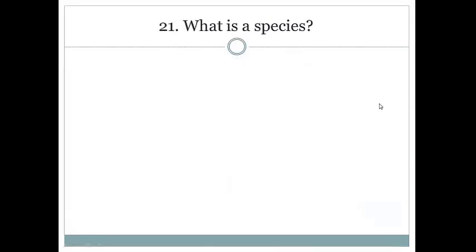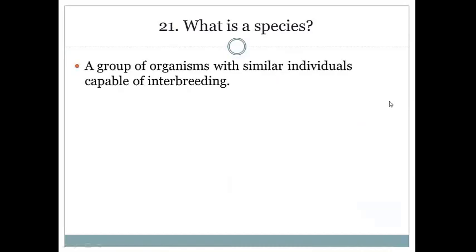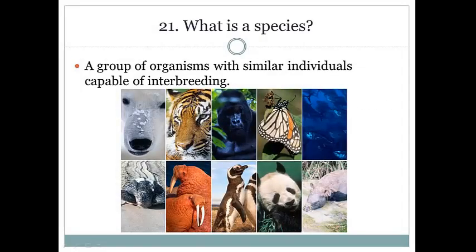So what is a species? A group of organisms that are similar and they are capable of interbreeding. So obviously if we try to mix a fish with a gorilla, that's not going to work. So only members of the same species are able to interbreed with each other.